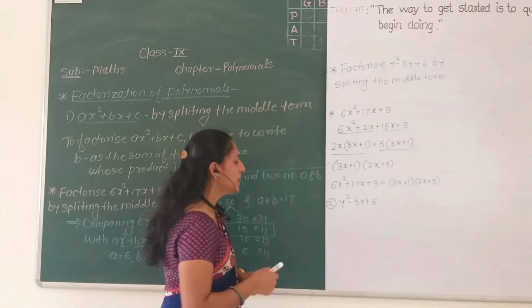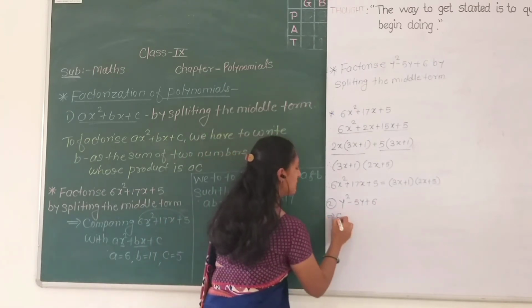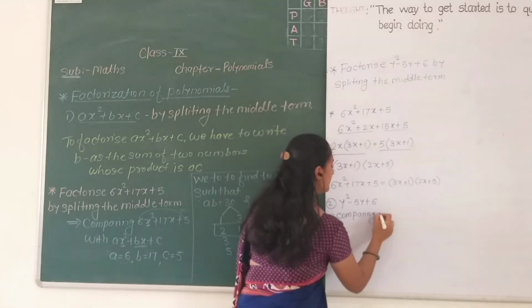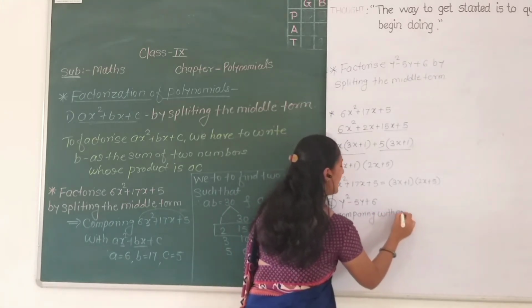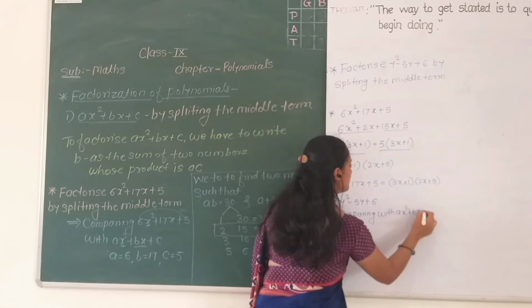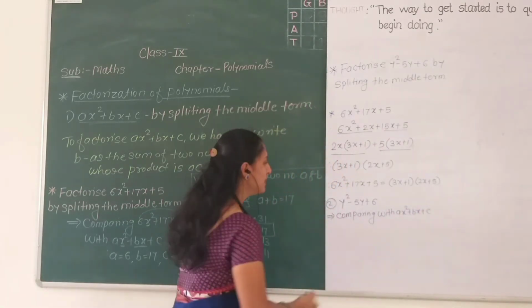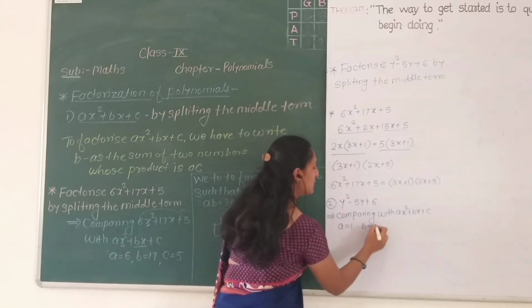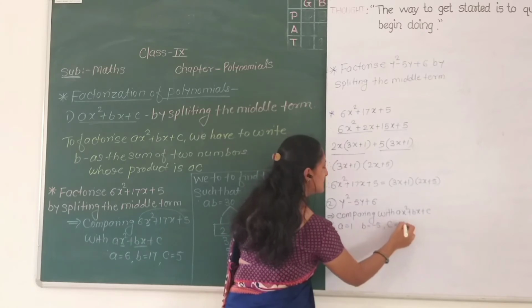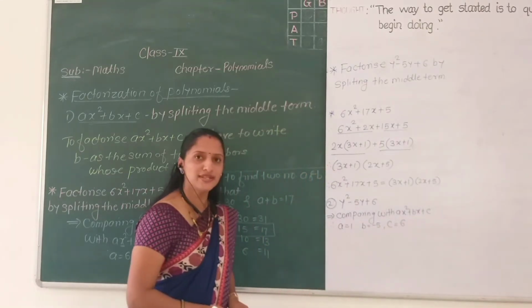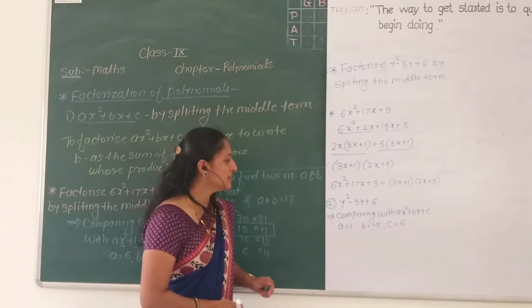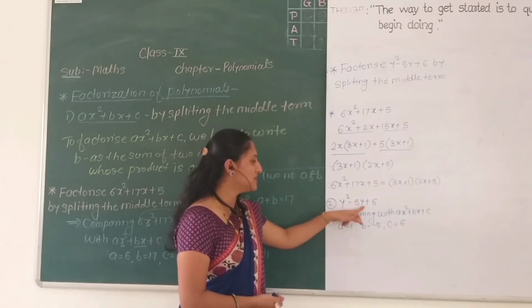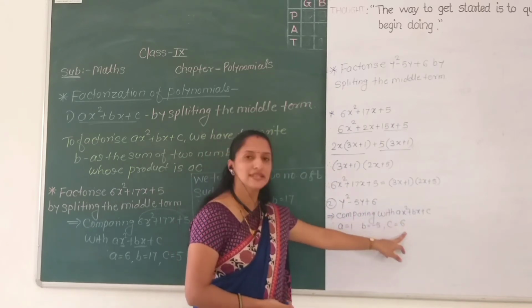Okay, so now if we compare this polynomial with ax square plus bx plus c, that is the standard form of a polynomial. Here we get a is equal to 1, b is equal to -5 and c is equal to 6. Do you understand this? Yes, a is equal to 1 since the coefficient of y square is 1. The coefficient of the middle term y is -5 and c is 6.